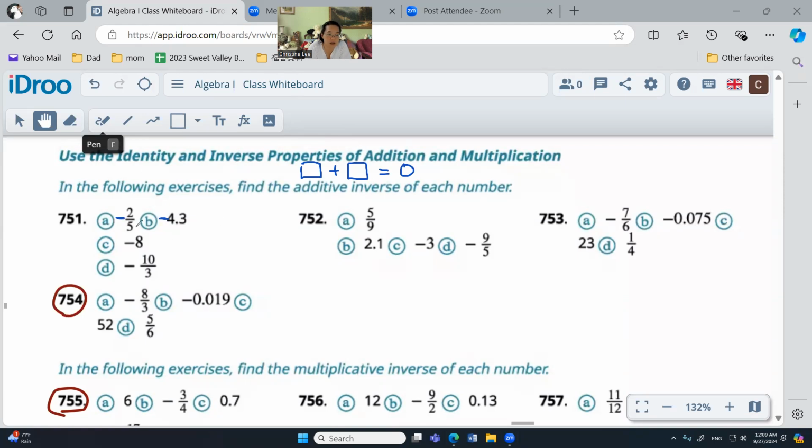I'm just lazy not copying. If it's negative, put a positive. If it's positive, the answer will be negative. Positive becomes negative, negative becomes positive. You don't believe me, huh? So A is 2 over 5. Plus what will give you a 0? Of course, you just put a negative 2 over 5. That's how you do it. Do it really fast.